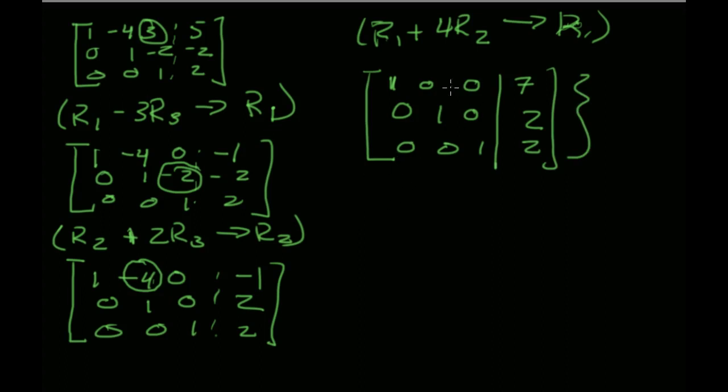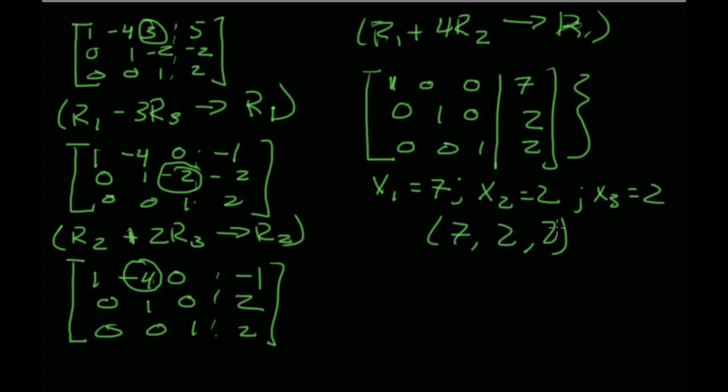Why is that the solution? Because if I read this augmented matrix, it says x1 is 7. It says that x2 is 2. And it says that x3 is 2. That's my solution set. So when I do something in reduced row echelon form, the last augmented column will actually possess, if it exists, the solution to my system of equations.